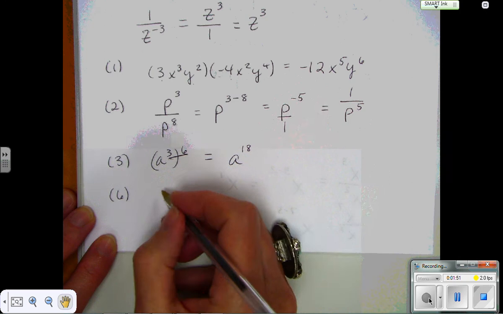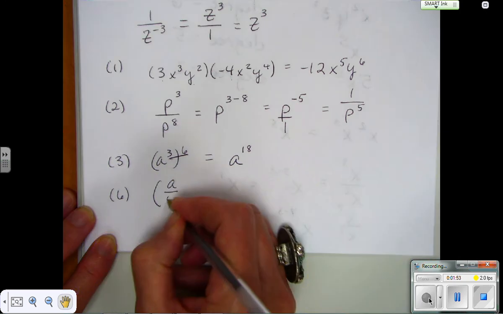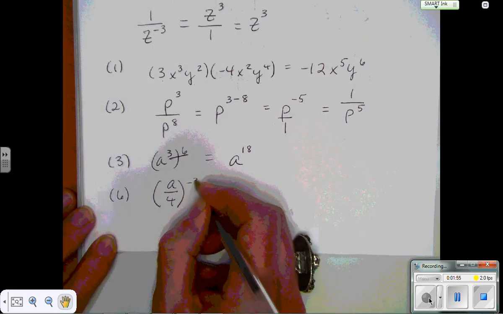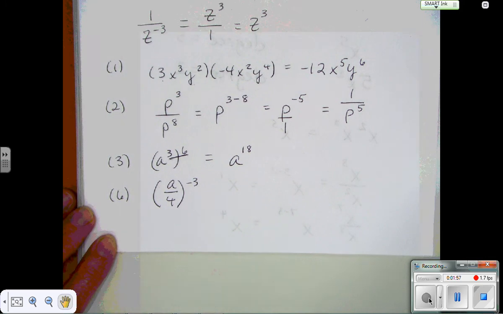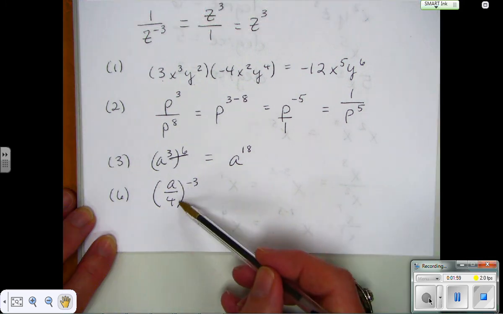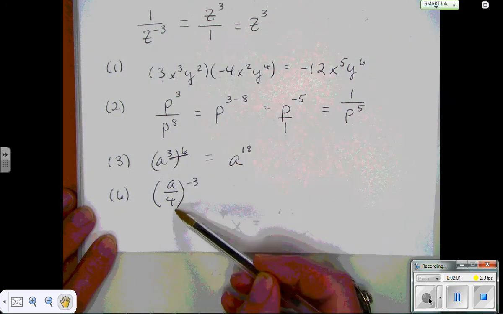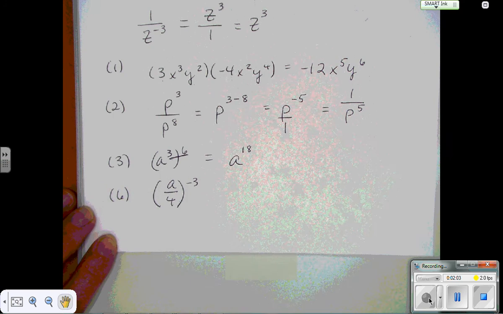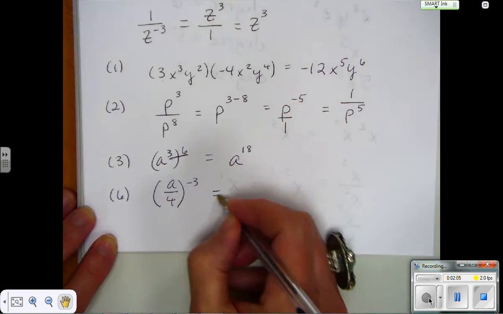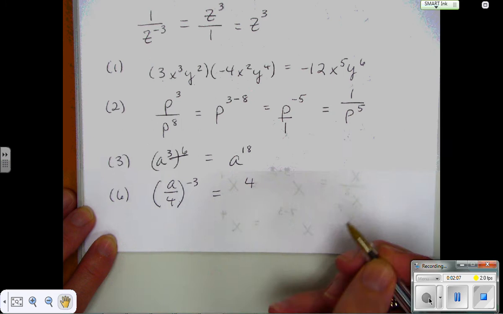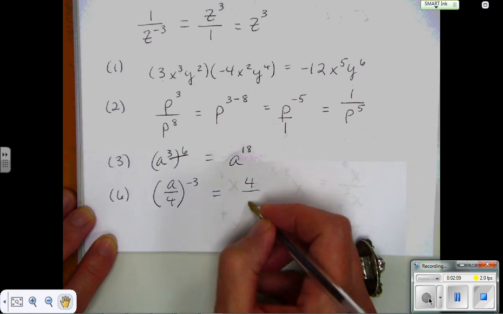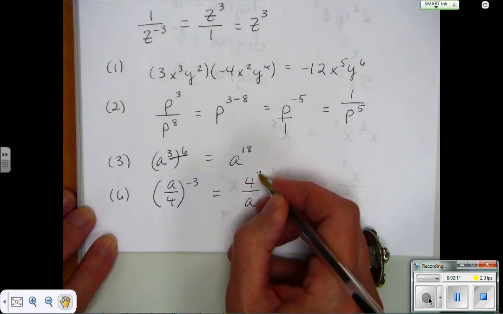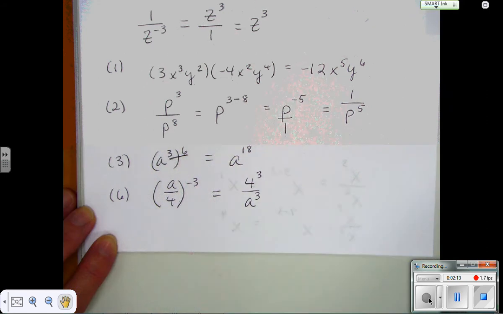Okay, so number 6, a over 4 to the negative 3 power. So that negative 3 is going to both the a and the 4. So what that means is I'm just going to flip the whole thing over. So the 4 is going to go in the numerator, the a is going to go in the denominator, and I can apply the 3 to both of those terms. Okay, and that would be your simplified answer.